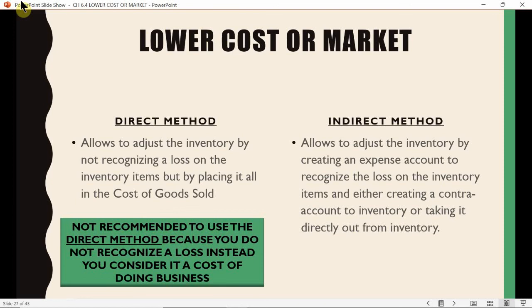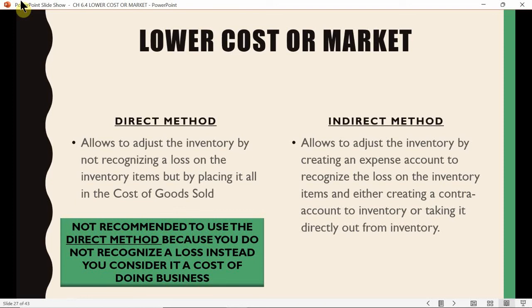So, for example, the direct method allows you to adjust your inventory. However, you do not recognize a loss. What happens is you actually just pretend that you end up costing it through the cost of goods sold. So instead of recognizing that you actually had a loss, you kind of sweep it under the rug and pretend that you end up selling those items instead of taking a loss. And of course, the indirect method allows you to adjust your inventory, but you end up creating an account to represent the loss on the inventory items.